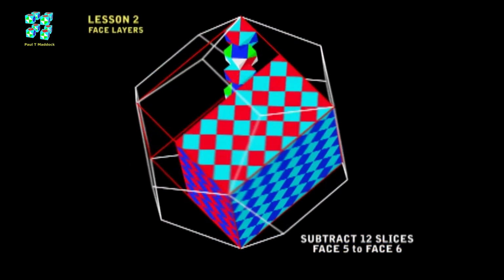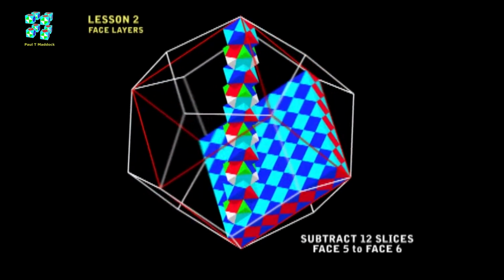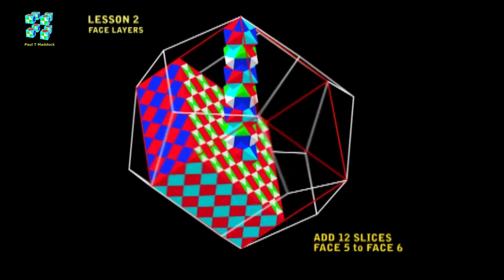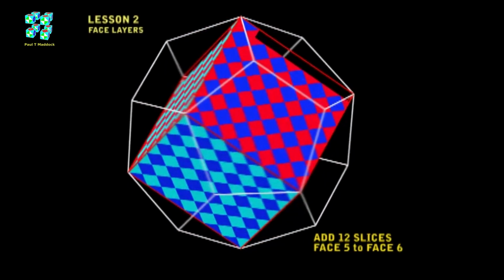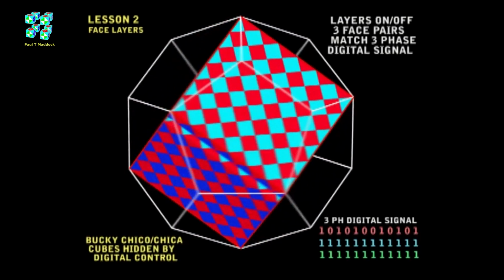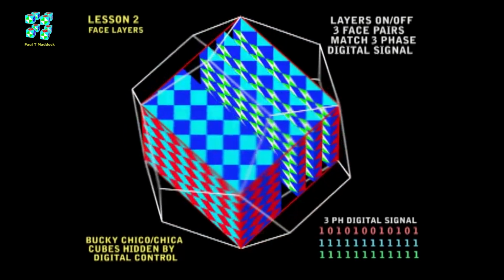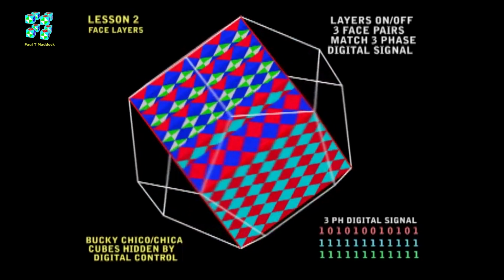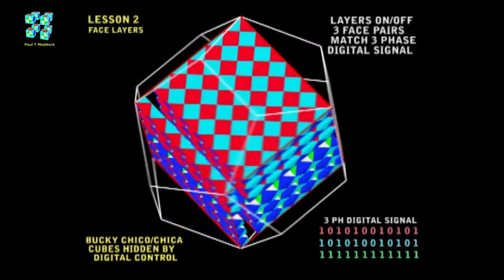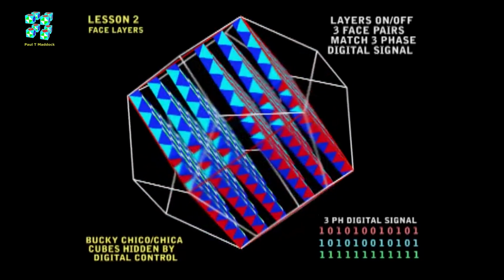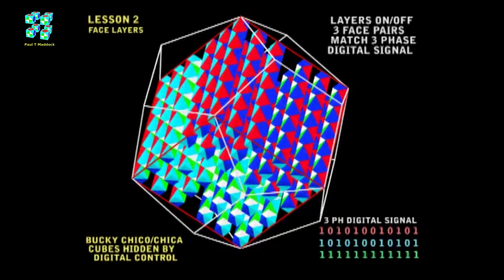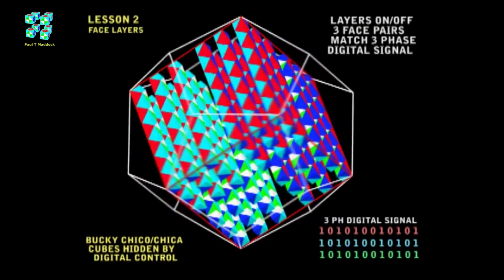Now if you look at this cube rotating around, you can see that it can be sliced on 3 faces. That is how I say it can be sliced by a 3-phase signal. Now I show that different signals can control the Chico and Chica cubes to show different orientations or different numbers of cubes. I guess we're looking at pretty advanced stuff here.